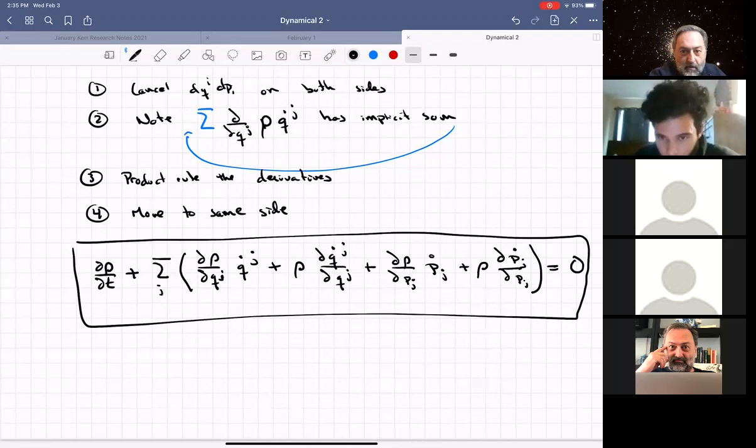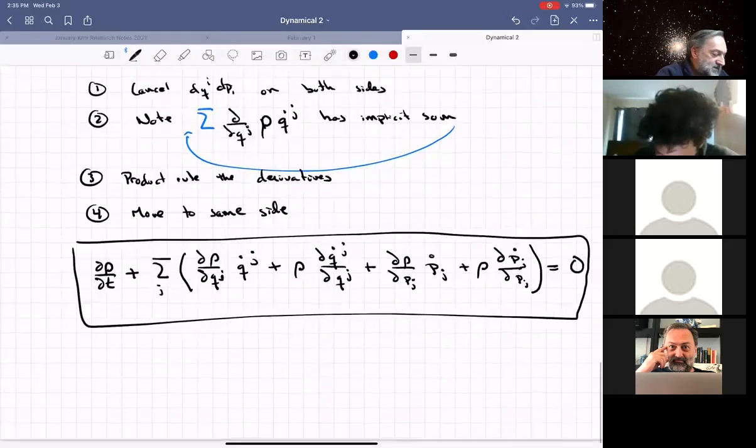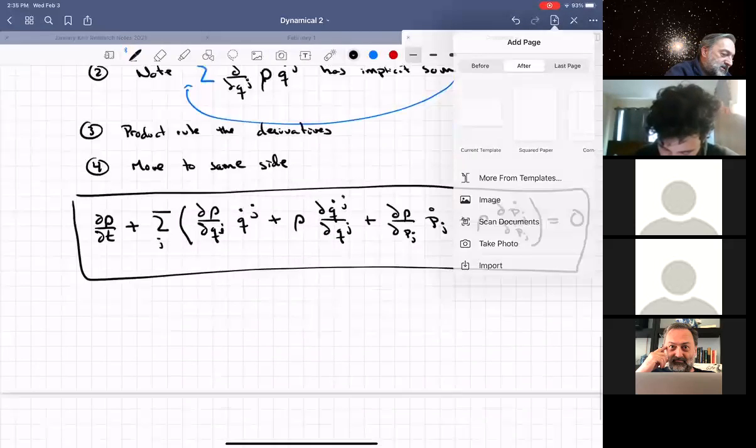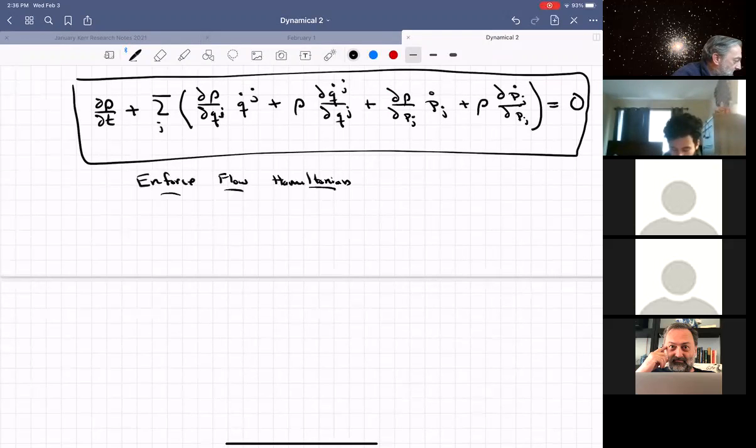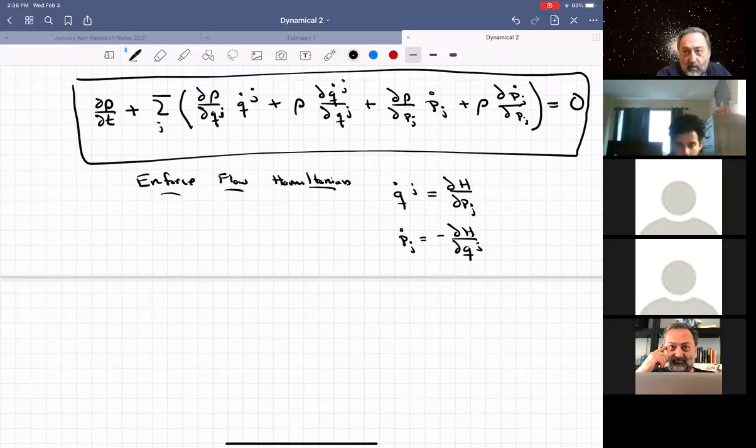Yep, good here. Okay, now, we've not yet said how we intend to enforce that the flow is Hamiltonian in nature. Here's how we're going to do it. Hamilton's equations of motion are q dot j is dH dpj, and p dot j is minus dH dqj. So that's Hamilton's equations of motion.